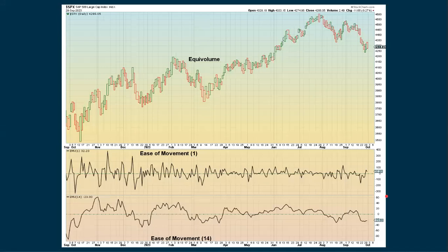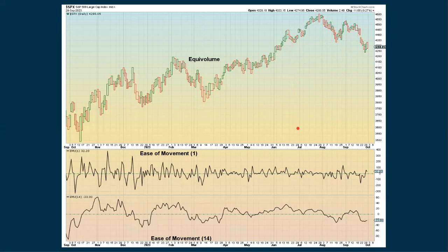Then we look at the ease of movement, and there's really another thing up here on top. These are called equivolume bars. And of course, when they're green, that's positive. When they're red, that's negative. And the thicker the bar, the more volume went into that particular day or that particular bar. So that can give us some kind of a graphical representation of what's happening. When we're going down, we see a lot more red. When we're going up, we see a lot more green.